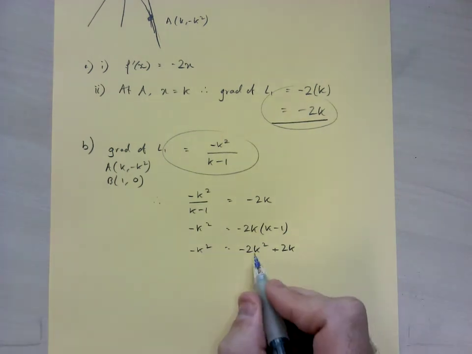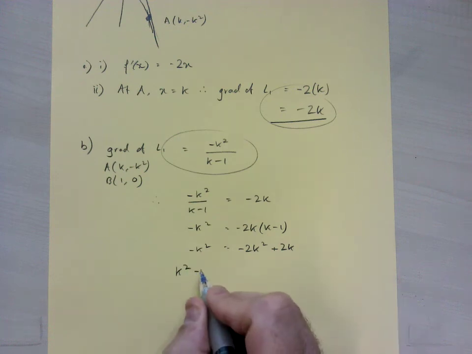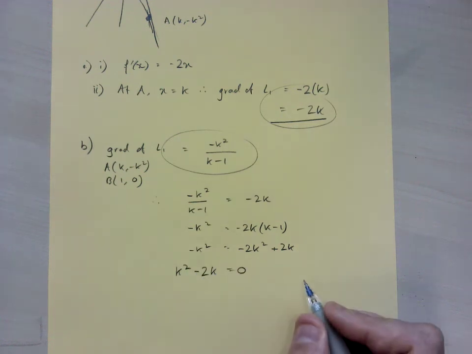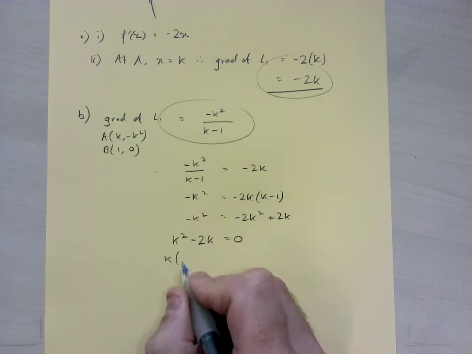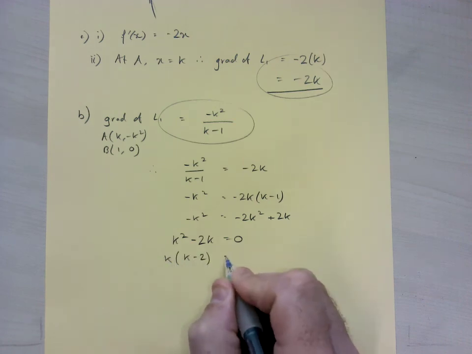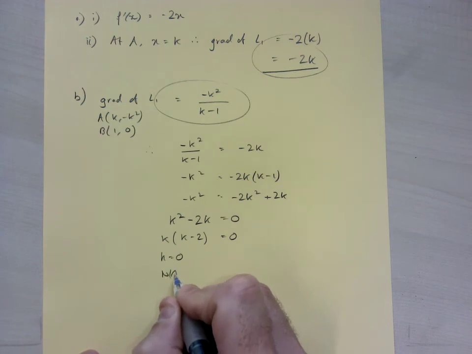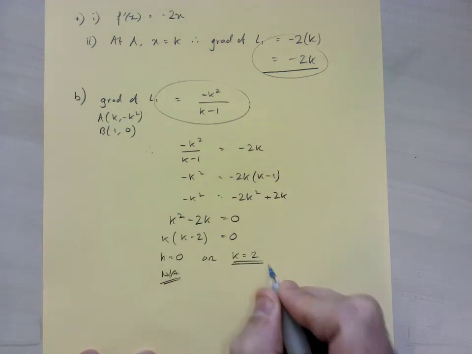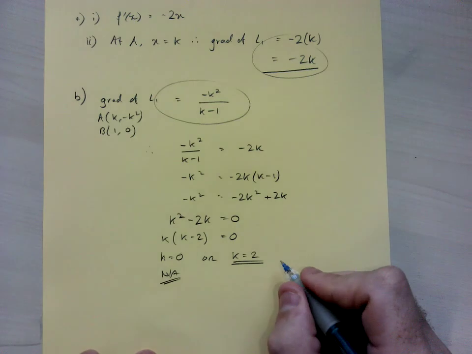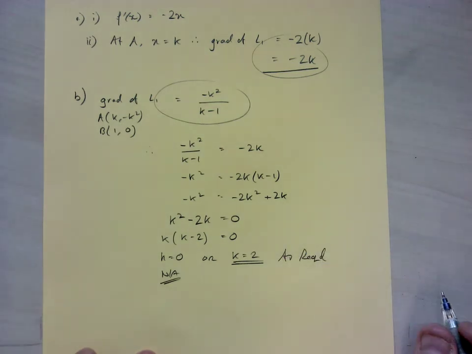Let's bring everything over here. I've got add 2k squared, so that's k squared minus 2k is 0. How do I solve these? k in both terms, factor out the k. k times k minus 2 is 0. So I know that k is 0, which is not applicable in our situation, or k is 2, and that's the answer that we were required. So that's part B done.